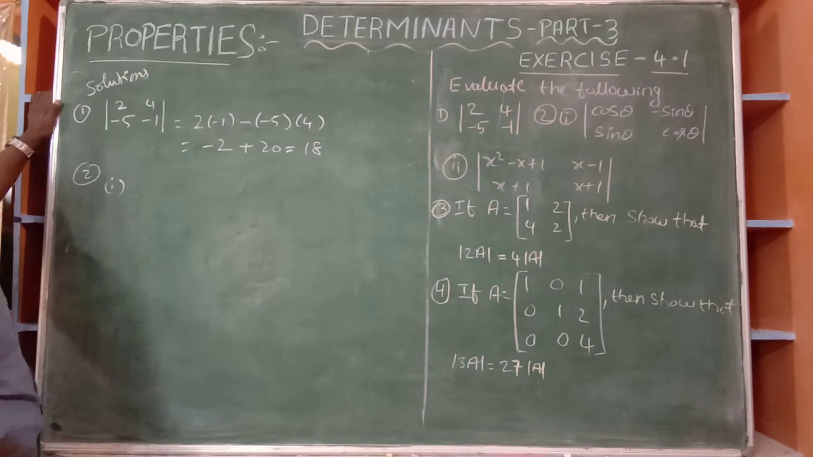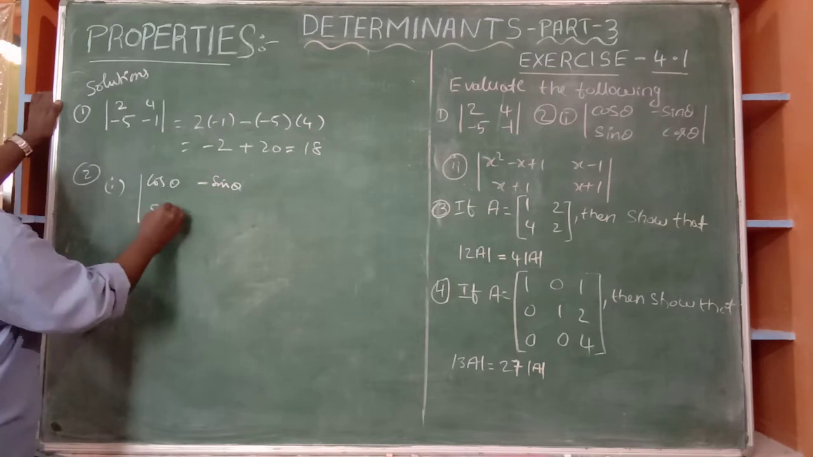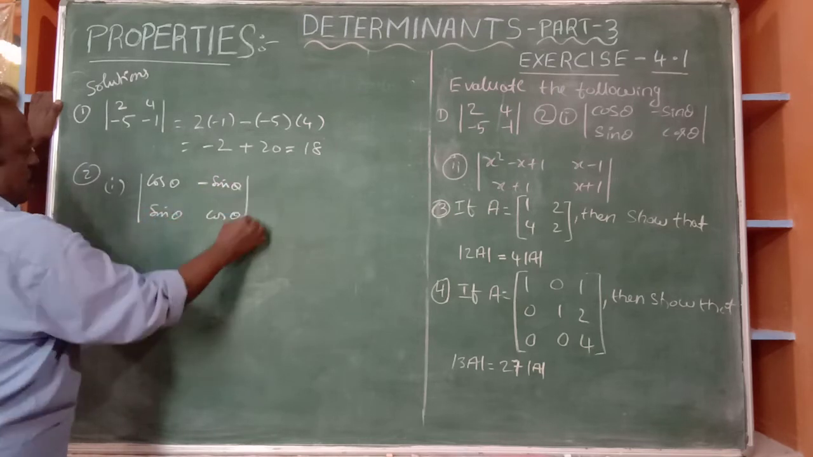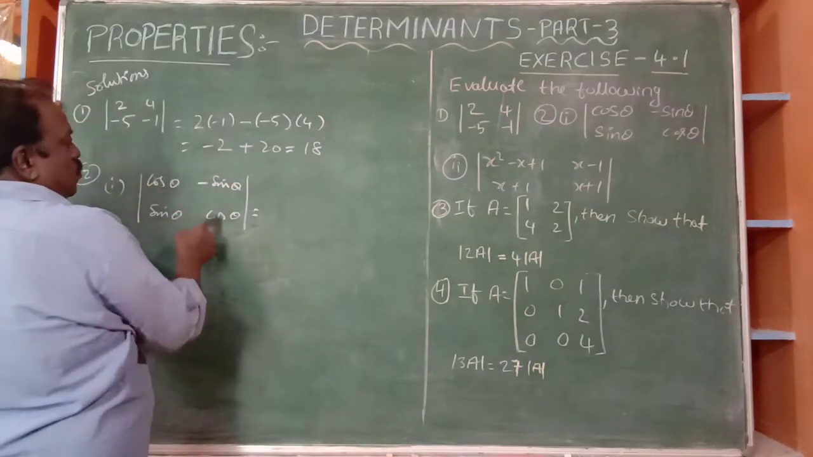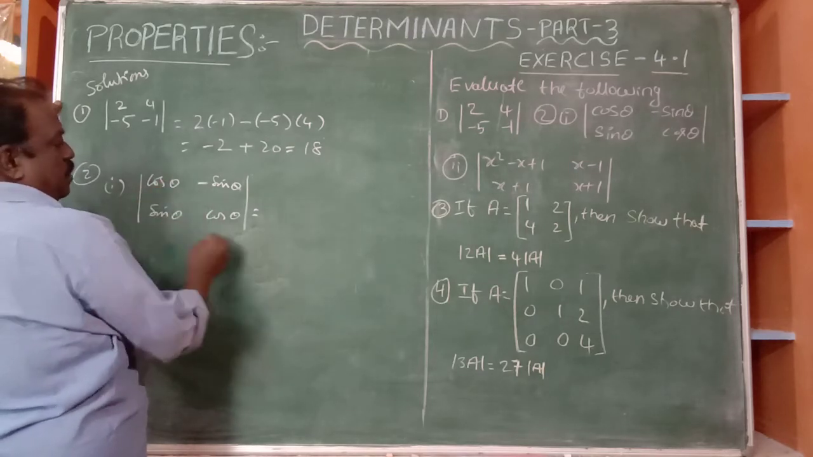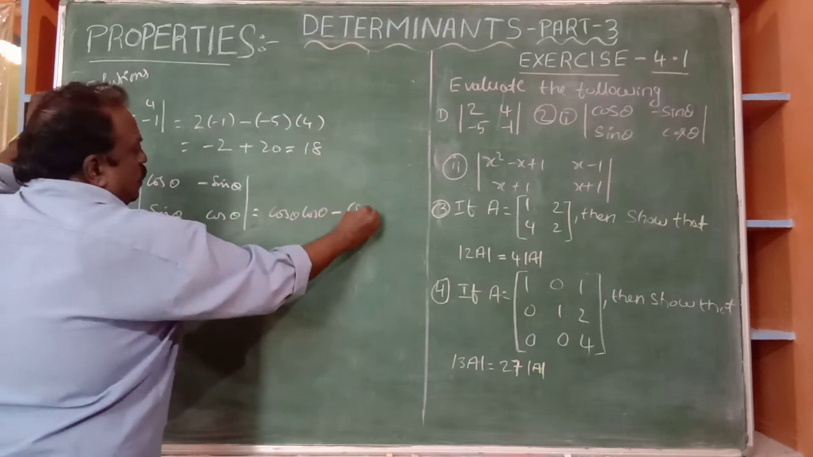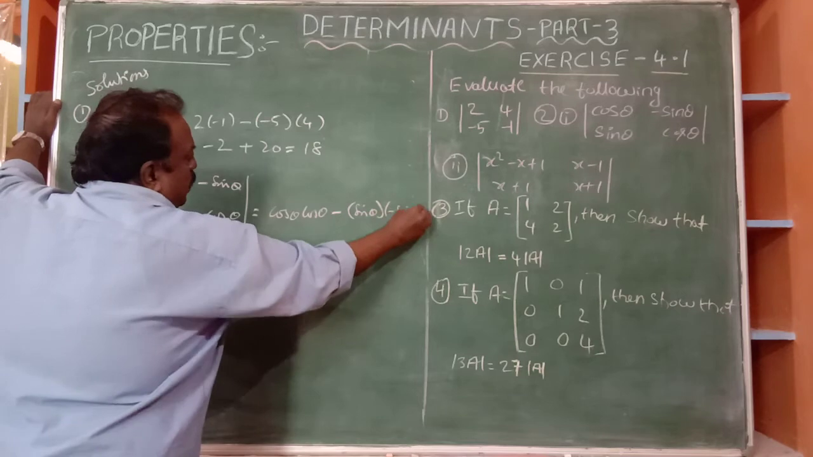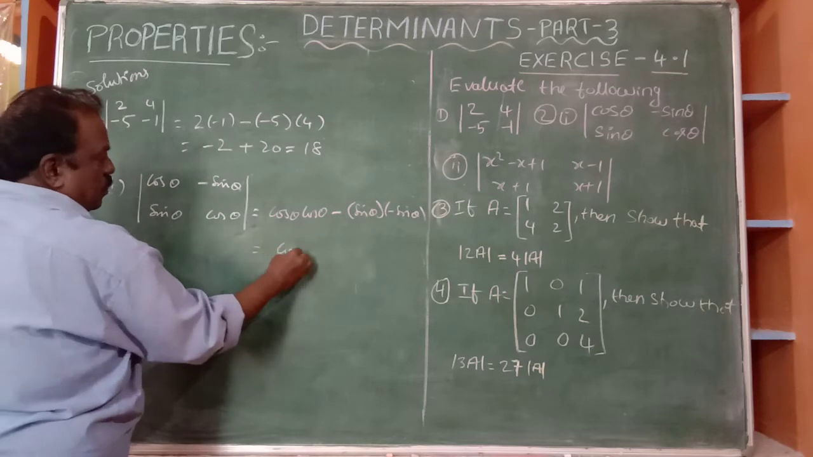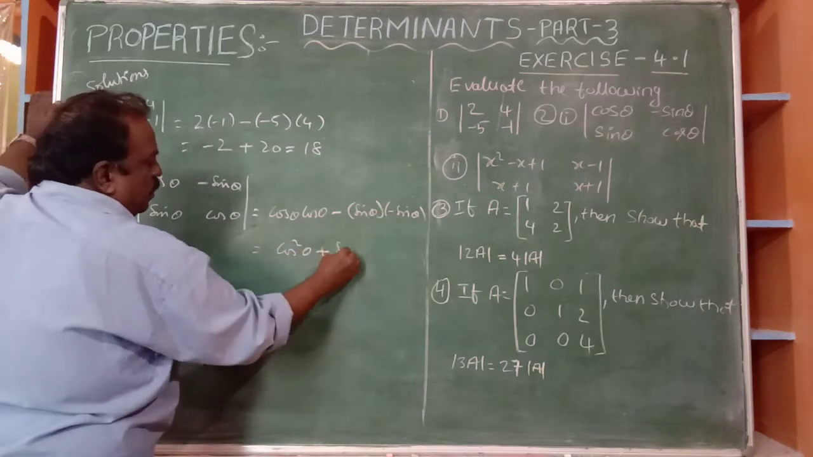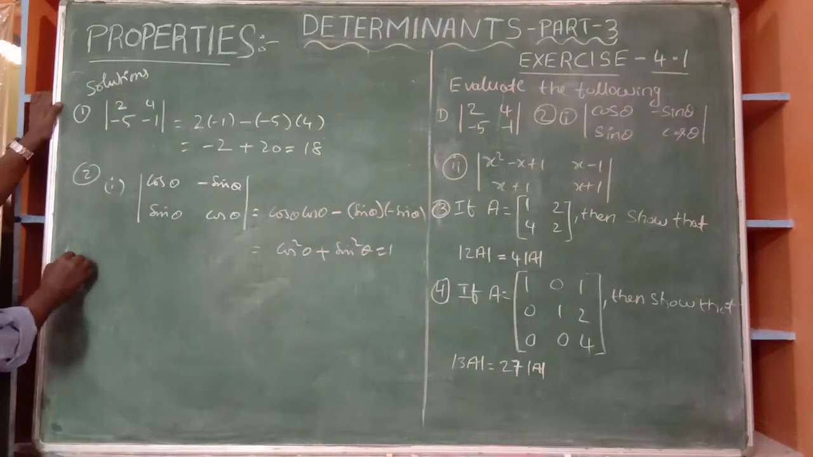Next, number 2. The first one. It is [[cos theta, -sin theta], [sin theta, cos theta]]. It is also with the notation determinant. It is nothing but the same. The product of elements in the first diagonal, that is cos theta into cos theta, minus sin theta into minus sin theta. Minus the product of second diagonal elements. It is cos square theta plus sin square theta, which is equal to 1. So its determinant is 1.